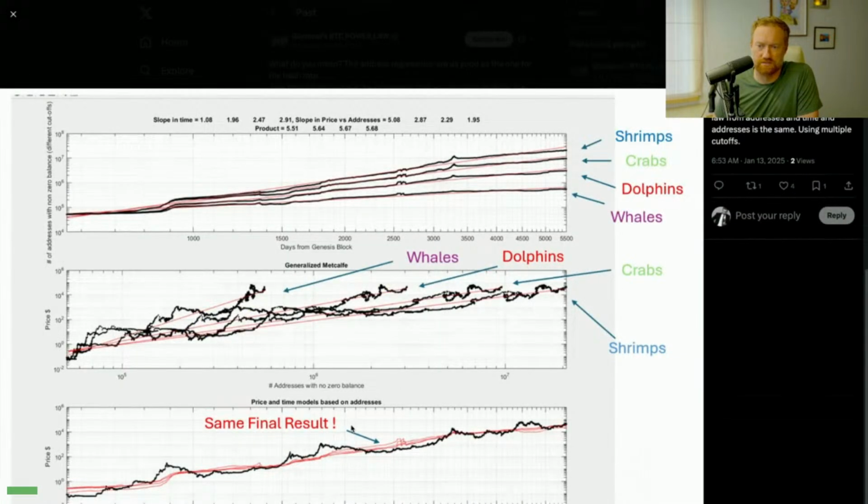Then he's got another one. I think he's got addresses and price. Yeah, so again, this is price and addresses with zero balance, but separated by whale addresses, dolphin addresses, crab, shrimps. And you see, they're all power because they grow. The trend is a straight line on log of this relationship. Okay. And it's actually with time, whether you do it over time, price over time, or price over addresses, you still get this straight line phenomenon. So that is Metcalfe's law.